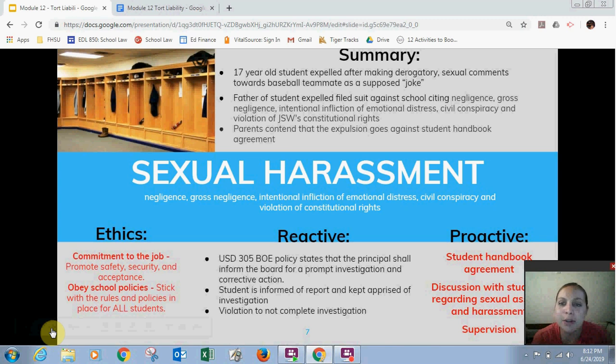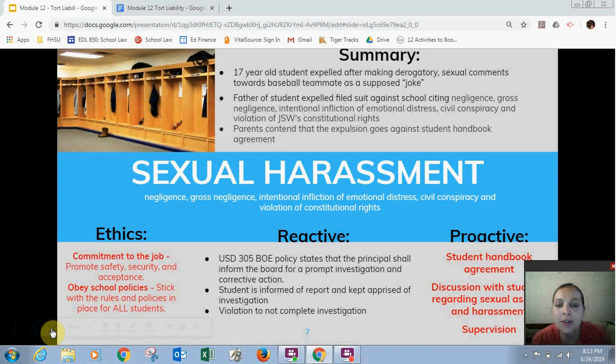And as a 17-year-old, you have to make sure that the parents and the students are aware that those things are not going to be condoned or allowed within the district. So our district, USD 305, has a policy. If this were to occur, the principal will inform the board of an investigation and any corrective action that is taken immediately. It is a violation to not complete an investigation. That's kind of where this school district had their no-no, was that they did not complete the full investigation before making a decision.